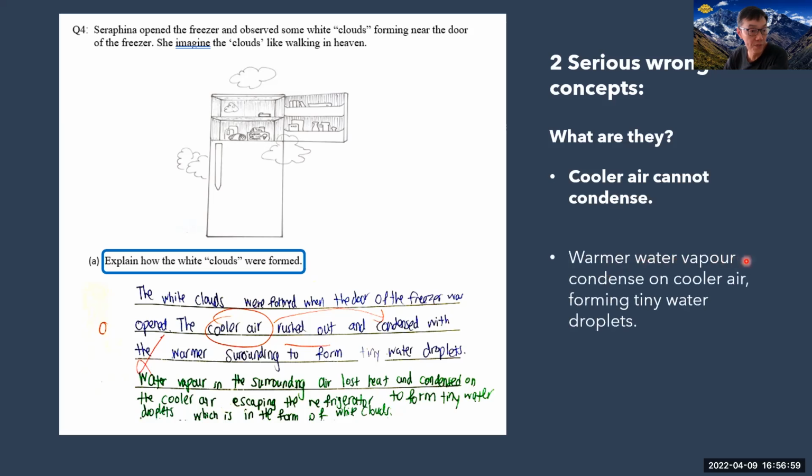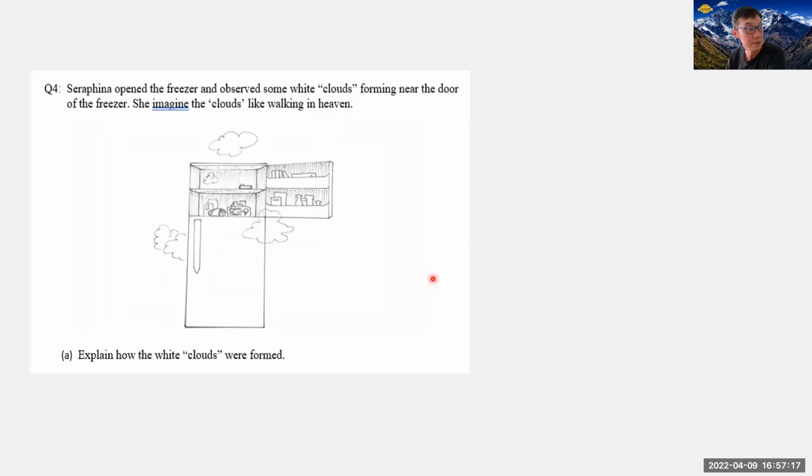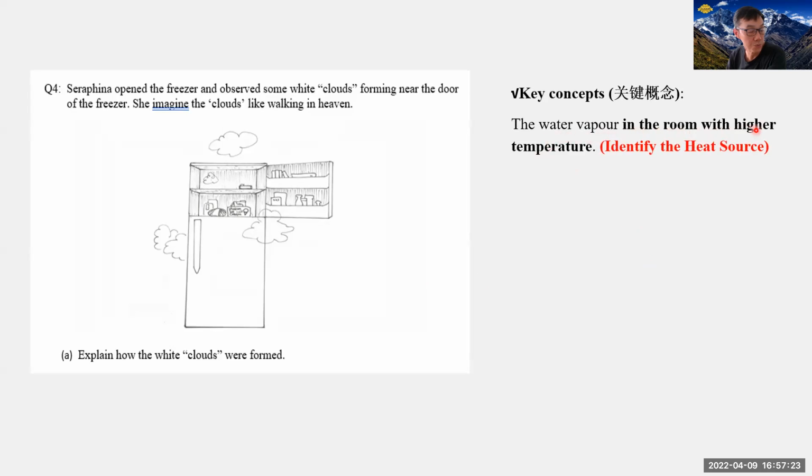The warmer water vapor loses heat and condenses on the cooler air from the freezer to form tiny water droplets. These tiny water droplets form the white clouds. Understand? Once again, the key concepts: the warmer water vapor in the room, identify the heat source. If you see that I annotate this, you can also draw the red arrow, which represents the warmer water vapor from the room with higher temperature.